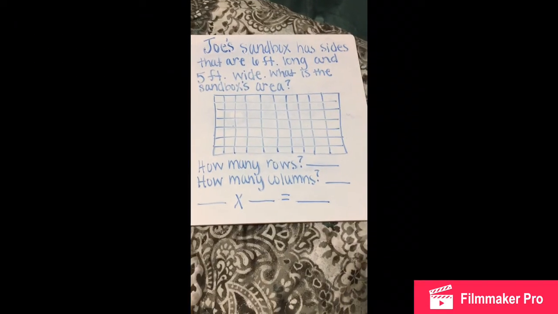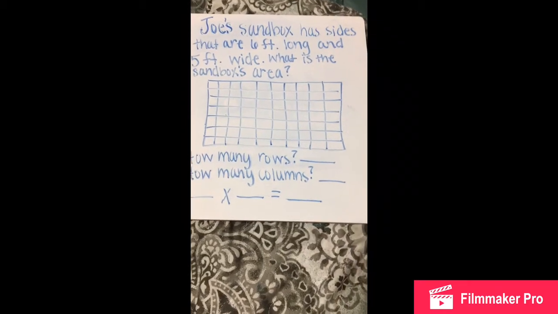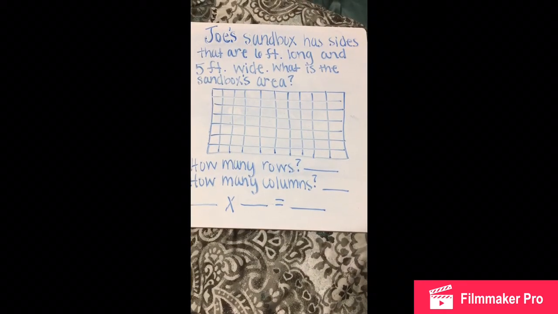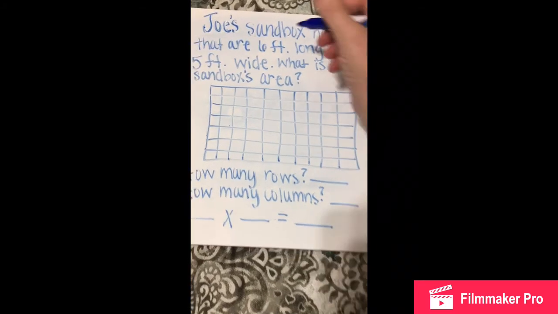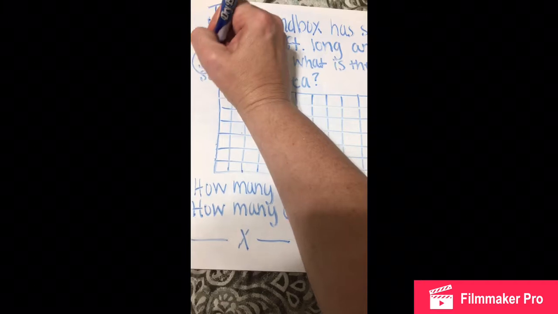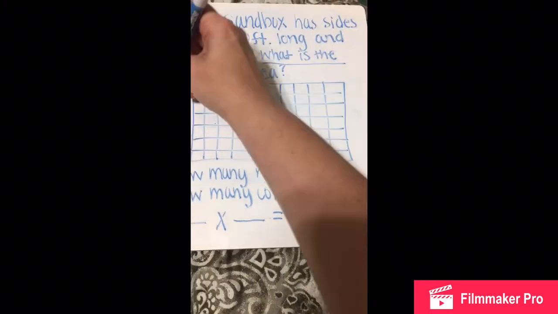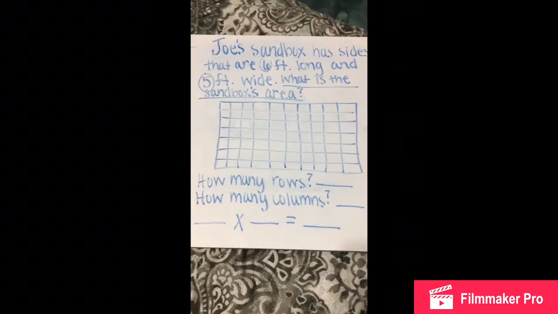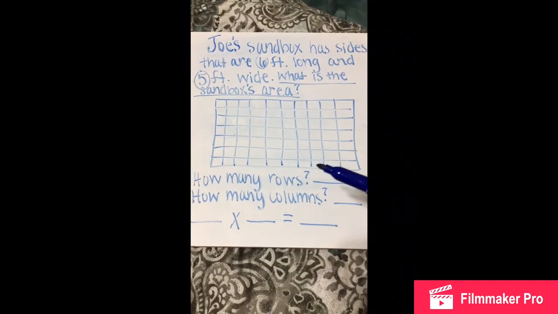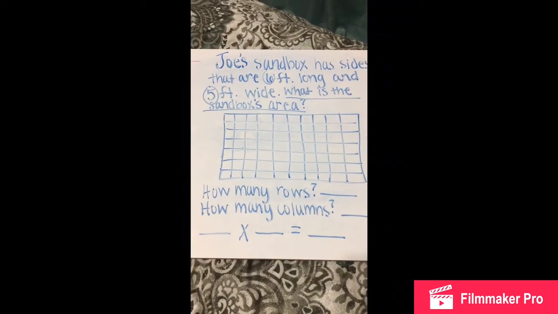All right, so looking at this one, first we need to read our word problem and do our cubes. So Joe's sandbox has sides that are 6 feet long and 5 feet wide. What is the sandbox's area? So I circled my numbers 6 and 5. I underline my question, what's the sandbox's area?